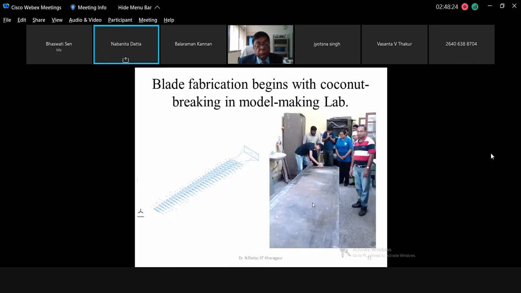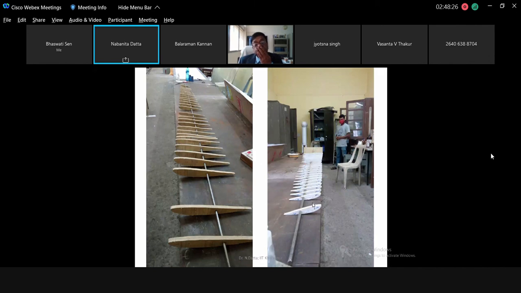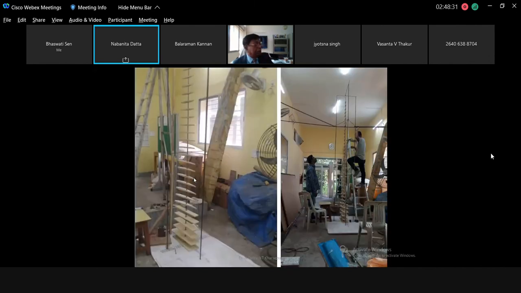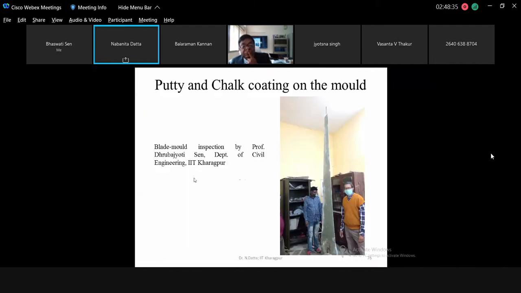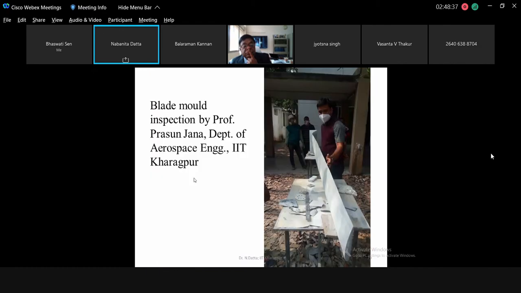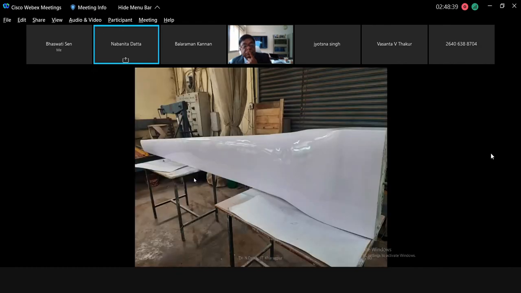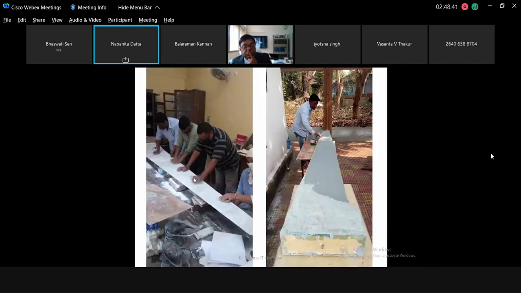So for the blade fabrication, we had to first make the mold. You can see the aerofoil stations of the blade. The blade mold was then made. This is the blade mold that is ready after a lot of shaping with the help of rubber, putty, chalk powder, etc.